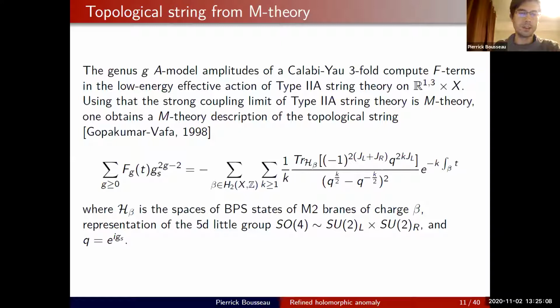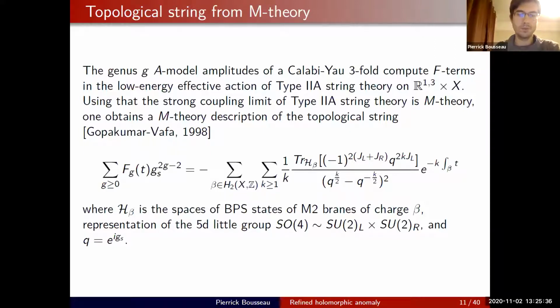It has been argued by Gopakumar and Vafa that the genus g A model amplitudes on the Calabi-Yau threefold compute particular supersymmetrically protected terms in the low energy effective action of type 2 string theory on the 10-dimensional background, Minkowski space in 4 dimensions times your Calabi-Yau. And then using that the strong coupling limit of type 2 string theory is M theory, you can obtain an M theory description of the topological string.